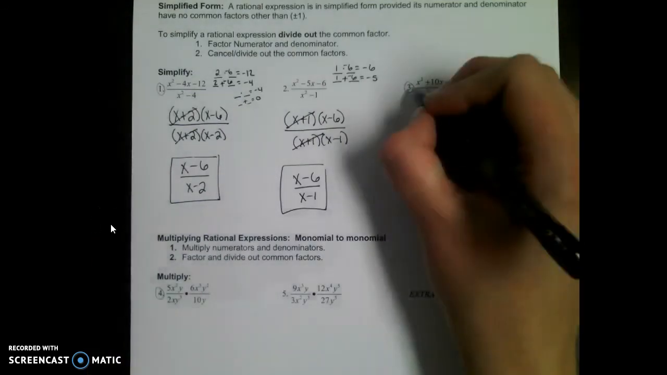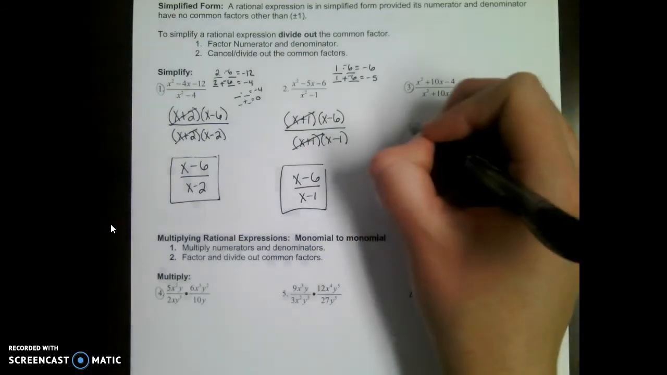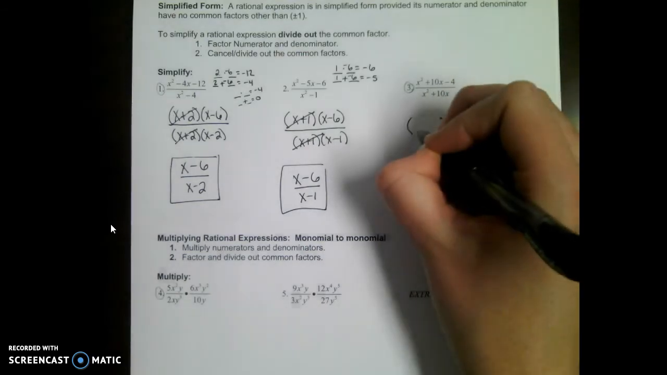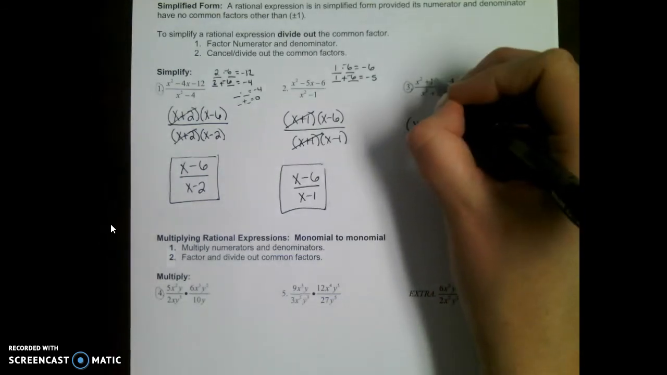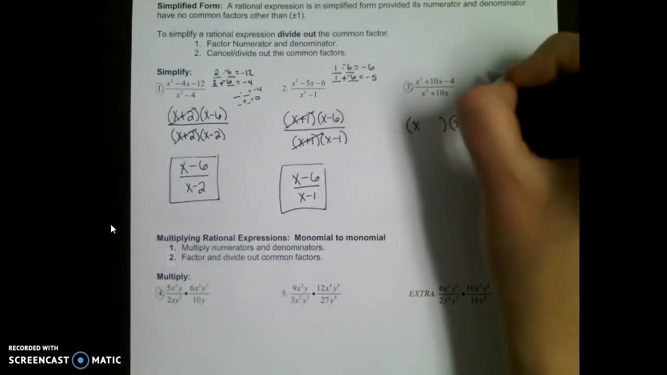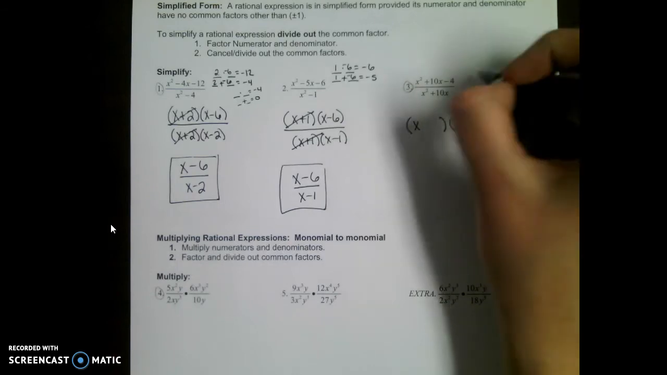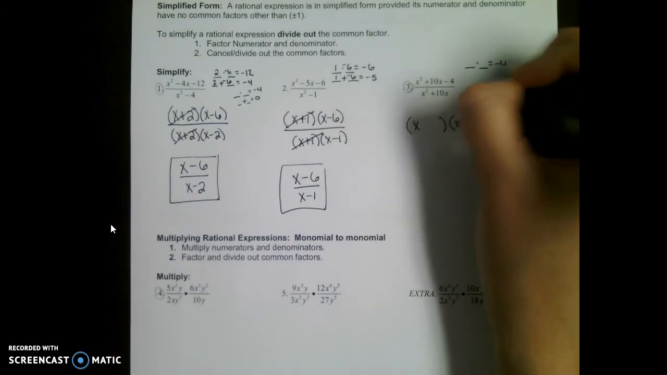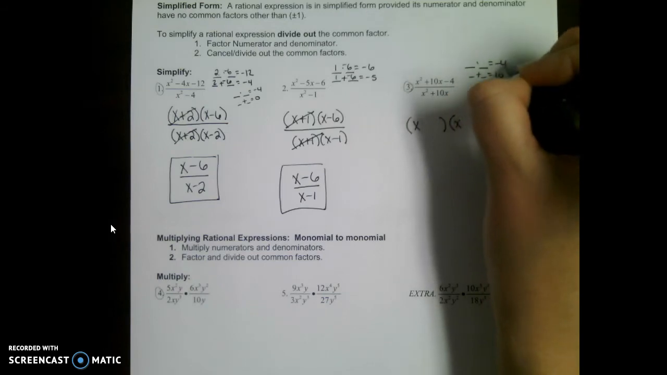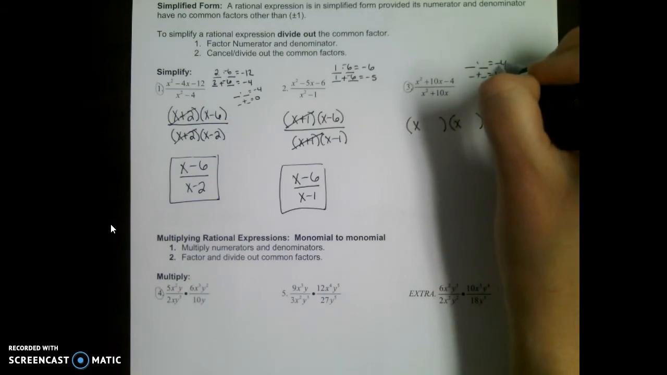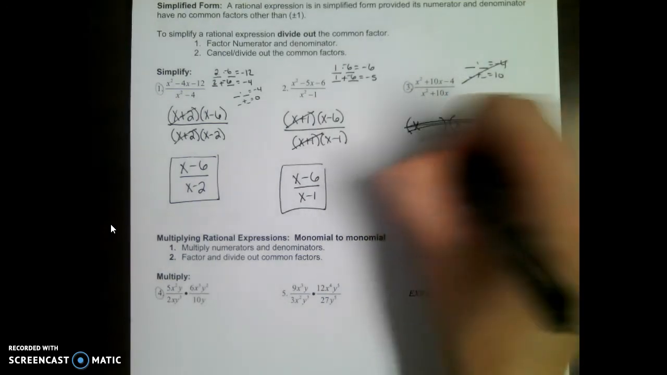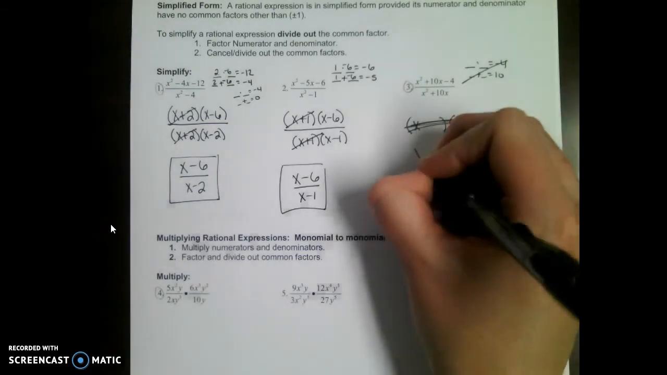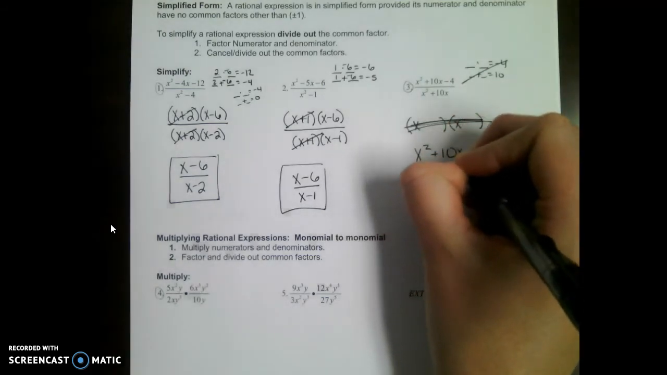Number 3, you should be able to factor the top on your own. You're looking at two numbers that multiply to give you -4 and add up to 10. The only way to get 4 would be 1 times 4 or 2 times 2. That won't add up to 10, so that's not factorable. So the top actually stays x squared plus 10x minus 4.